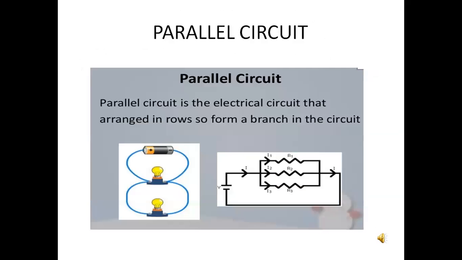Next, parallel circuit. The figure shows a circuit in which two bulbs are connected in different places. This is the second type of circuit. Two bulbs in this circuit are said to be connected in parallel, and such circuits are called parallel circuits. So a parallel circuit is an electrical circuit arranged in rows so as to form branches in the circuit. This is called a parallel circuit.